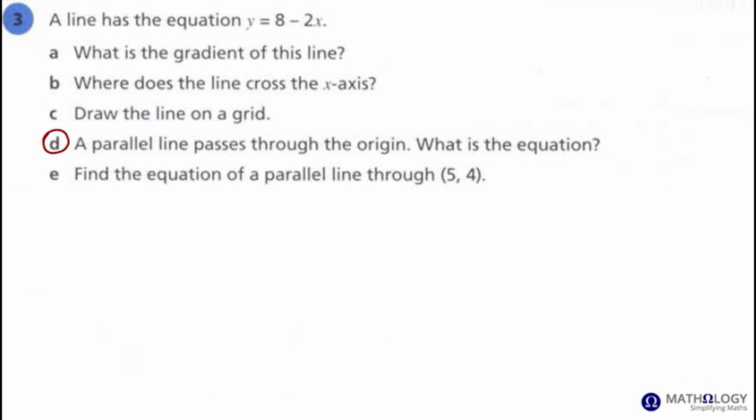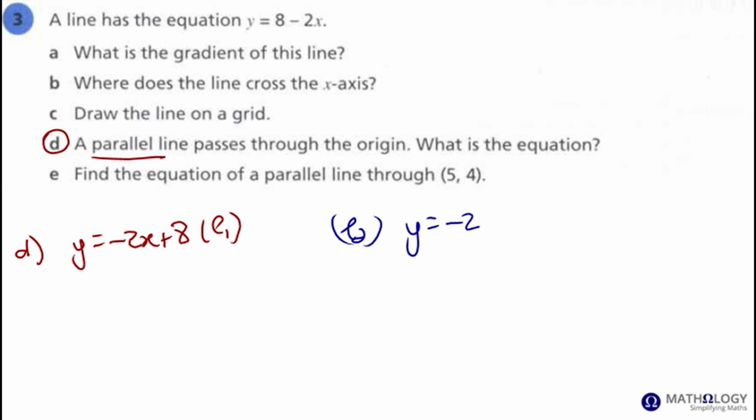A parallel line passes through the origin. What is the equation? The line we have is y equals minus 2x plus 8. We're talking about a line that is parallel, which means the gradient is the same. So this will be line 1, and for line 2, y will be minus 2x plus c, because parallel lines have equal gradients, and the gradient of the first line is minus 2.